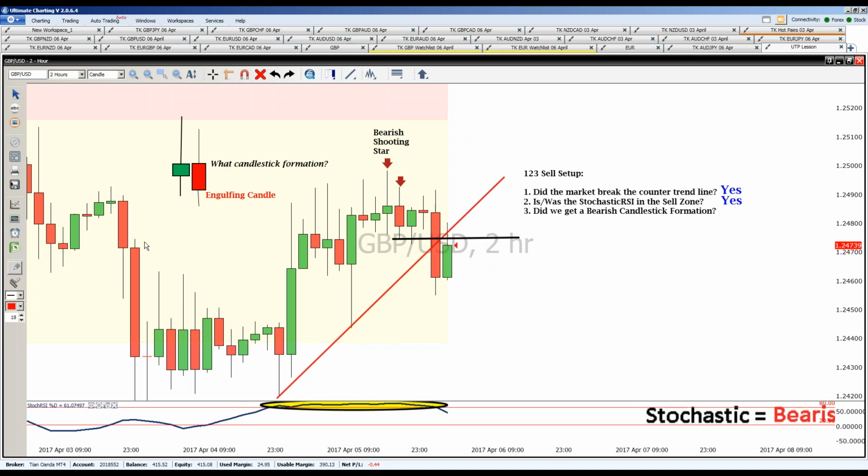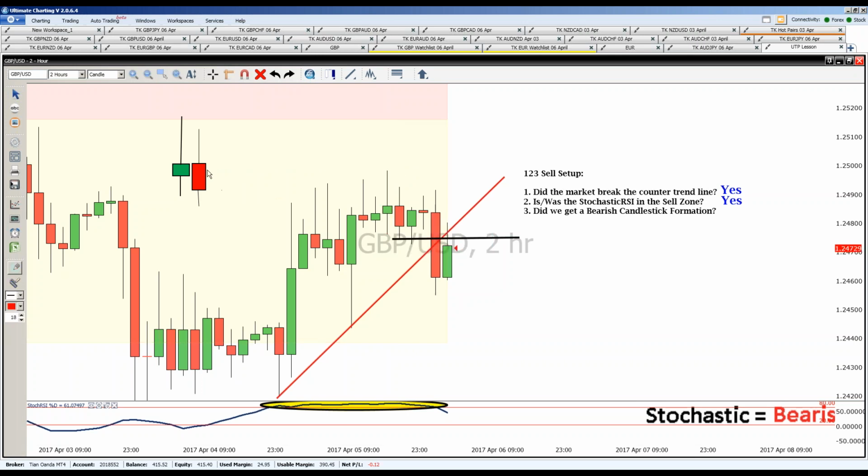All right. So now we have a bearish engulfing candle, and these two candlesticks would be the candlestick formation. So now we have a bearish engulfing candle, and I am going to place my stop just above that high.